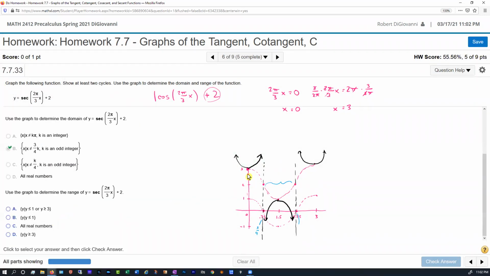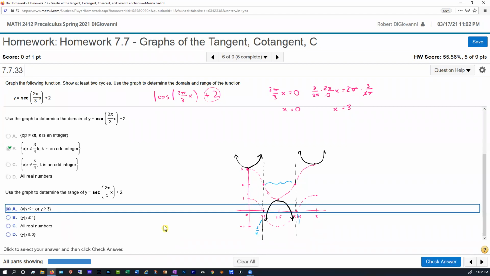And finally, the range. So it's everything from 3 up and everything from -1 down. So it's everything less than or equal to -1, and greater than or equal to 3.